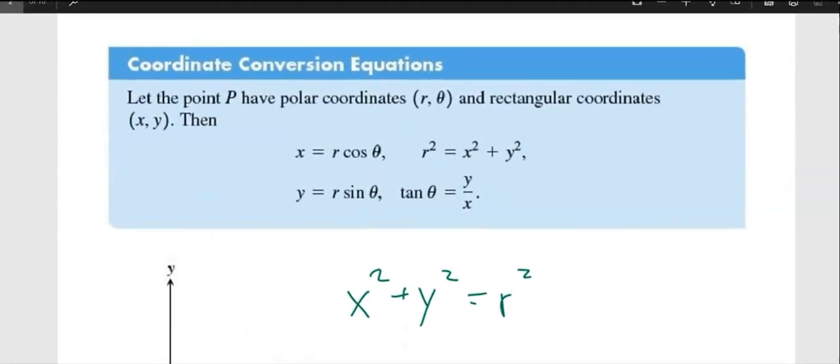those important things. You need to know that you can replace r cosine theta with x. You need to know that you can replace r sine theta with y. You need to know that you can replace r squared with x squared plus y squared. And that tangent theta equals y over x. These are important things that you're going to need to be able to use for substitution purposes.